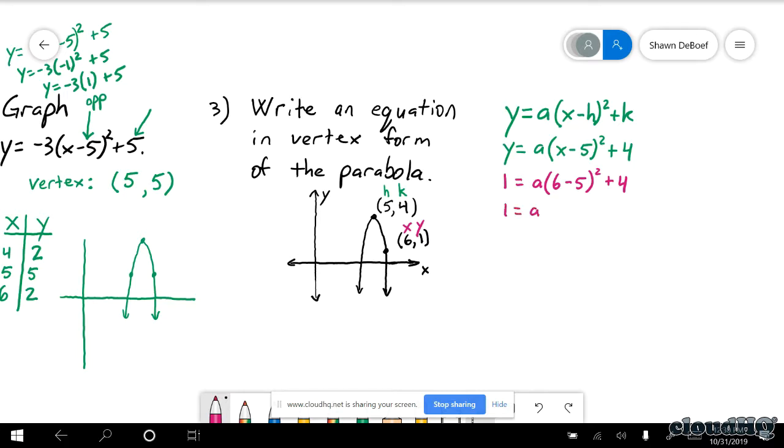6 minus 5 is 1, and when we square that, we get 1. Do not add 1 and 4. The 1 is connected. It's multiplied to the a. Subtract the 4 away to get a. So we now know that a is -3. So now I can give my final equation. Y equals -3 times (x minus 5) squared plus 4. So I plugged in the a, the h, and the k.